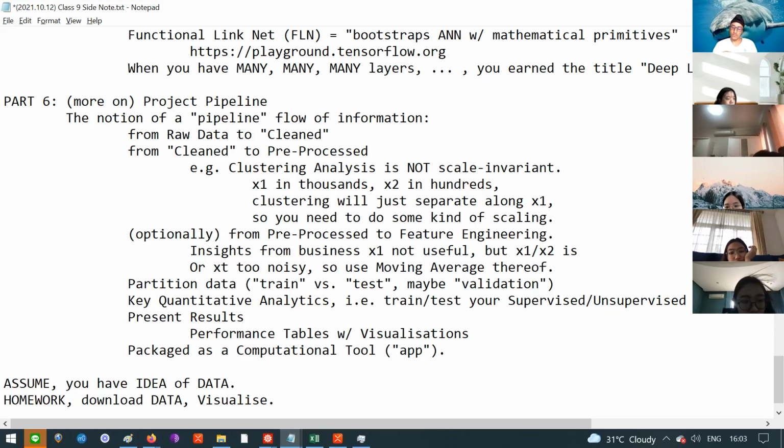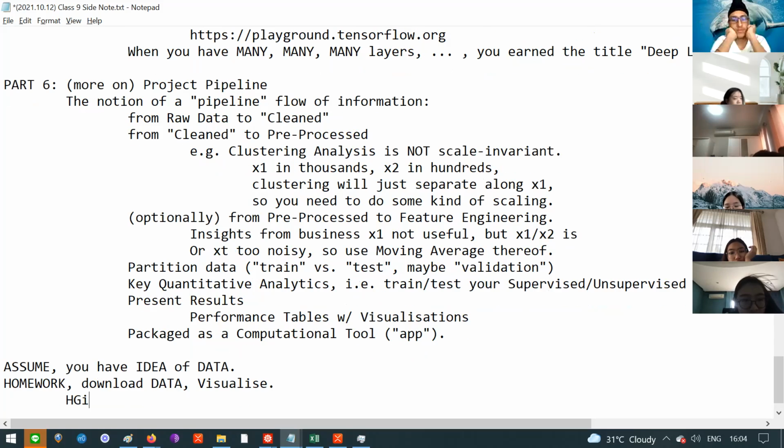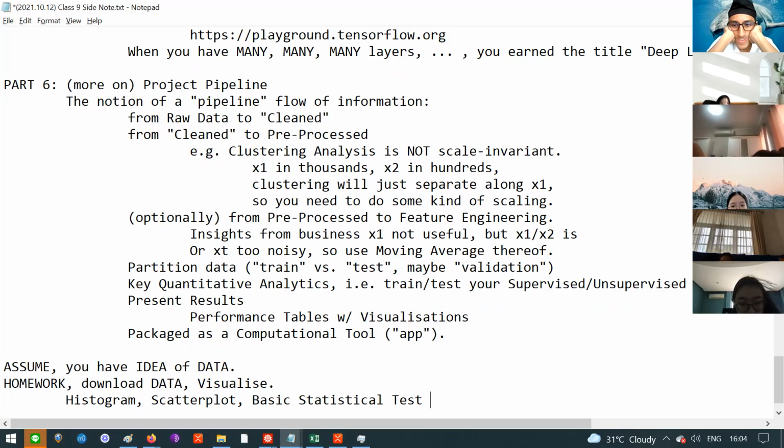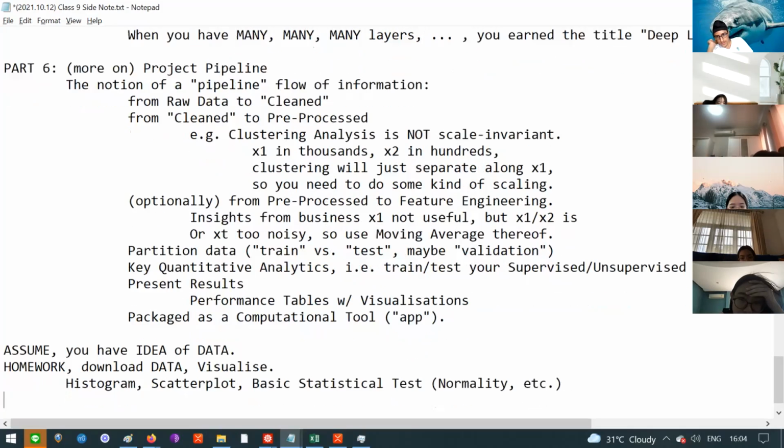So whatever: histogram, scatter plot, basic statistical test, normality, or some kind of correlation. You guys know what stationarity is? Memorize it.